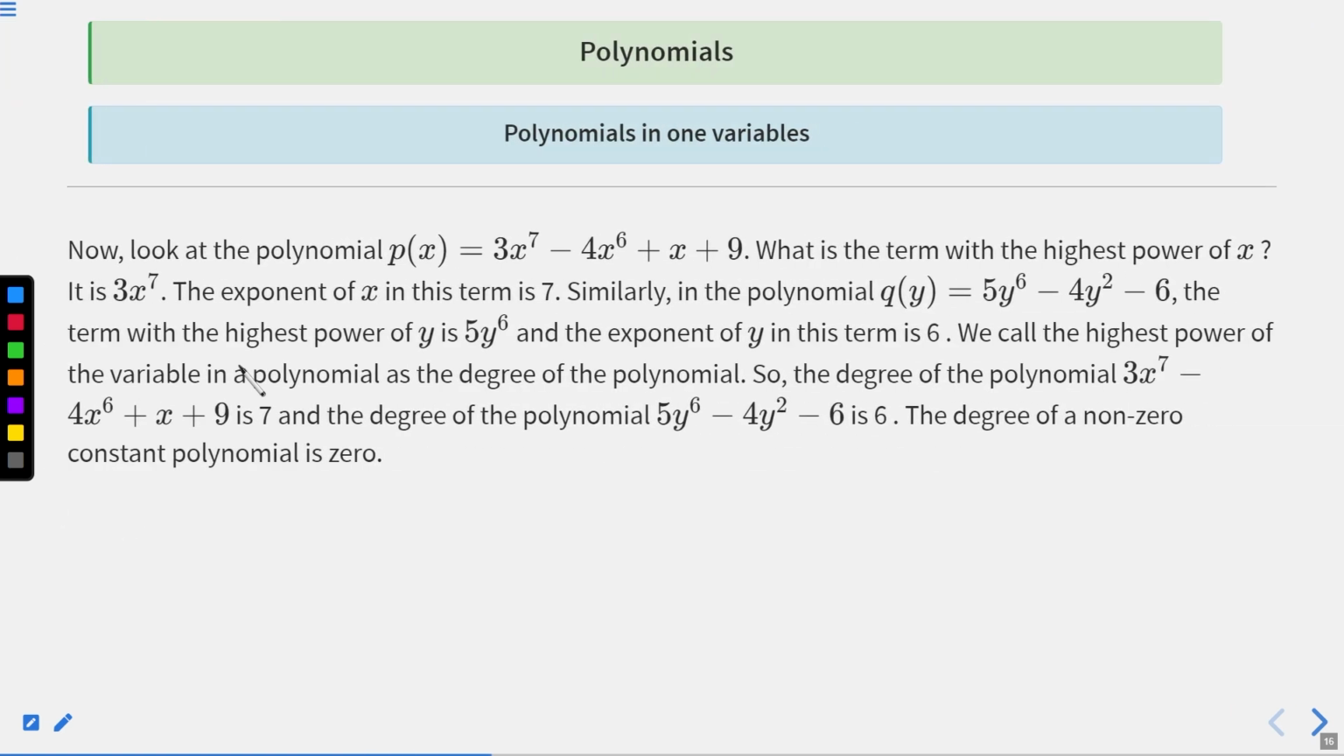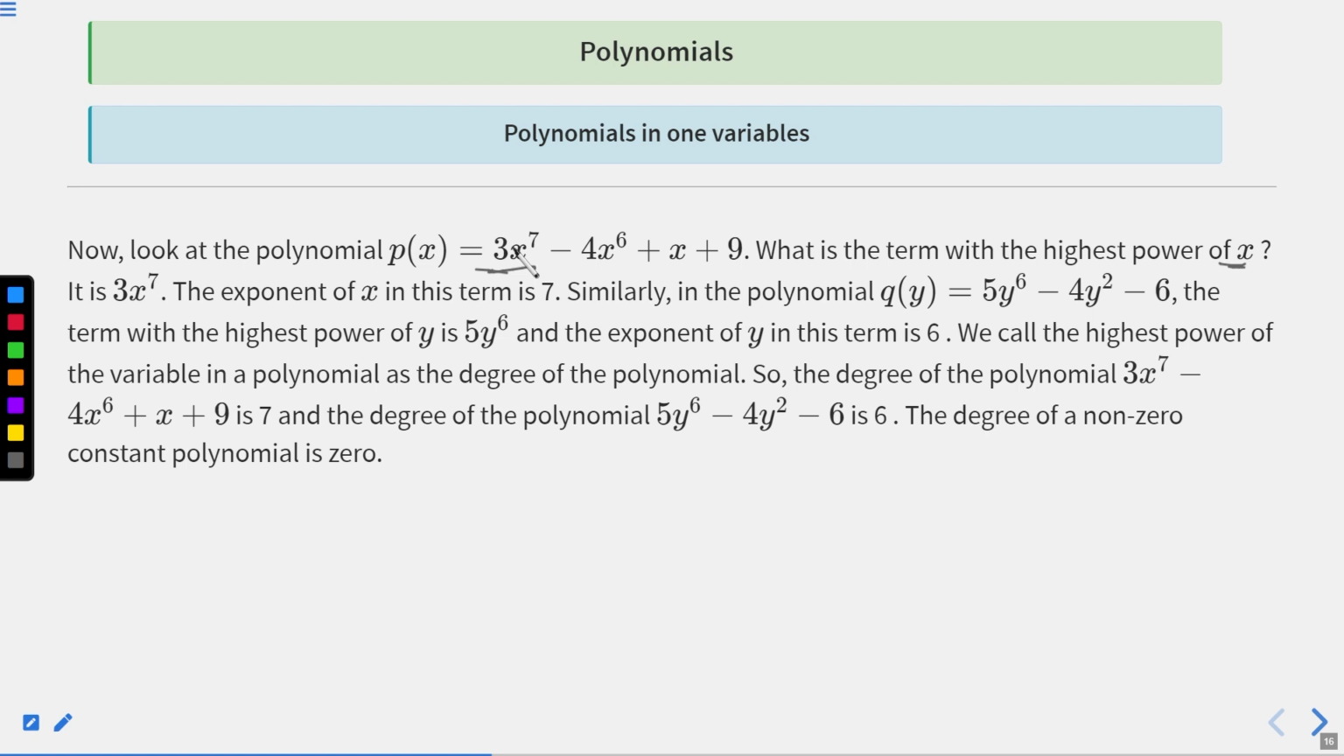Okay, so now look at the polynomial p of x is equal to 3x to the power 7 minus 4 times x to the power 6 plus x plus 9. Okay, so what is the term with the highest power of x? It is basically 3x to the power 7. In this term we have the highest power of x. So the exponent of x in this term is basically 7.